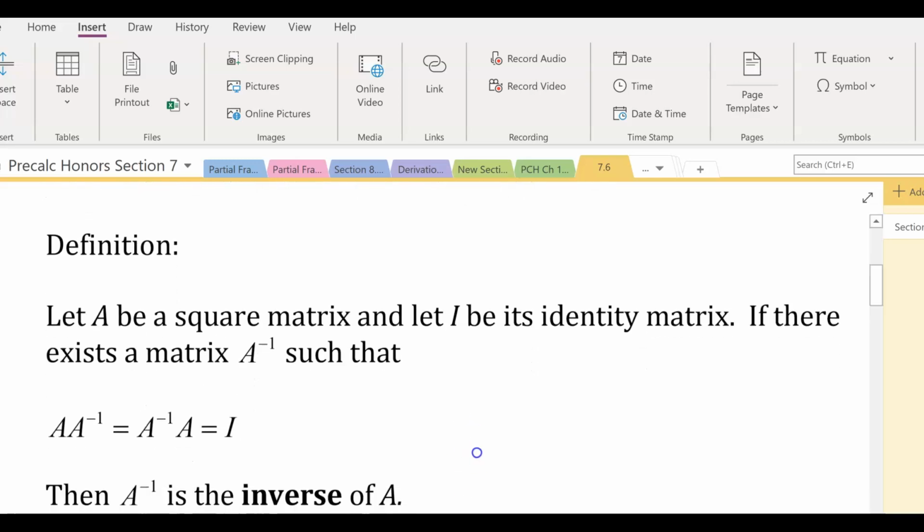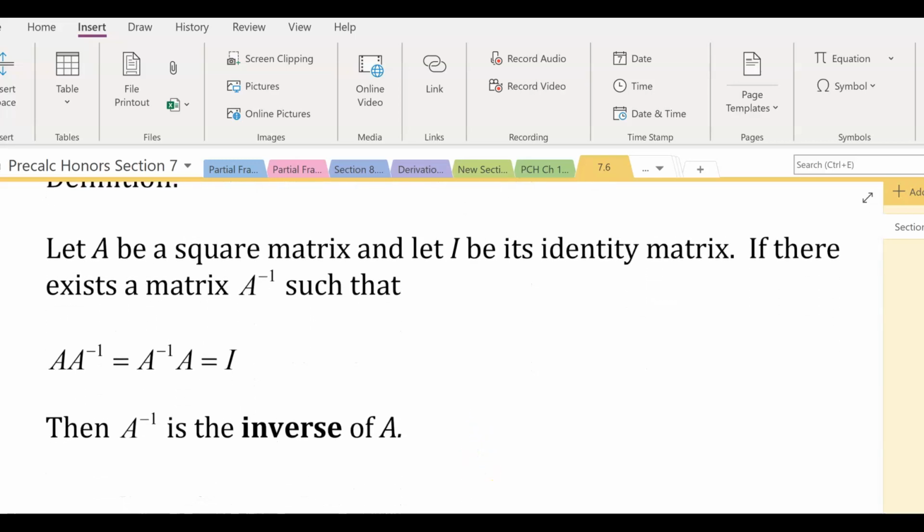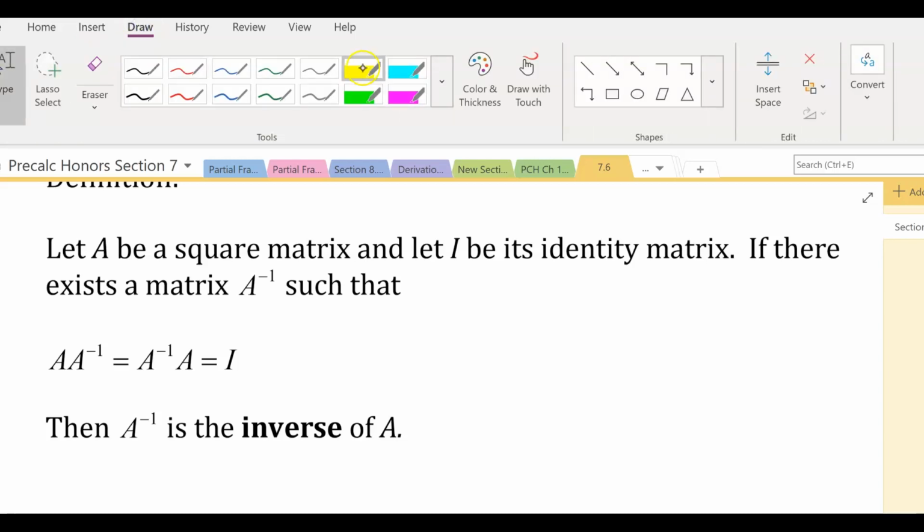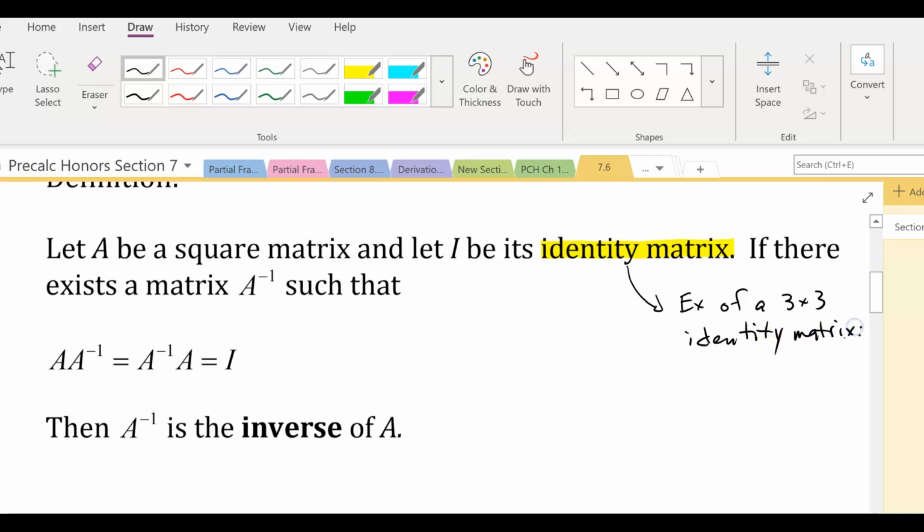So let's start with the definition. We're going to let A be a square matrix and let I be its identity matrix. Just so we're all on the same page, here is an example of a 3 by 3 identity matrix. Basically we have all ones and zeros, and notice the pattern of the ones and zeros. So this would be a 3 by 3 identity matrix.